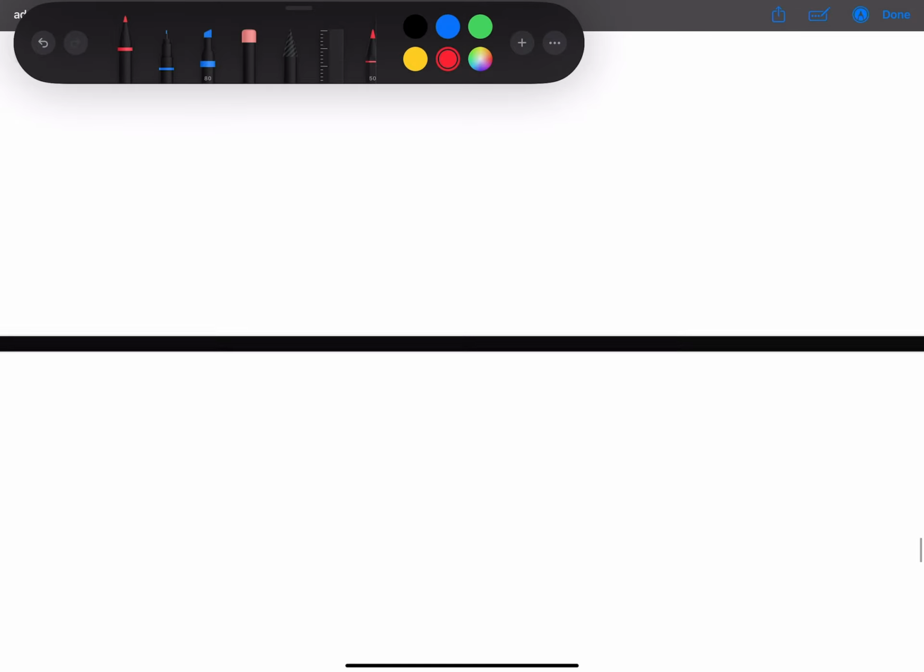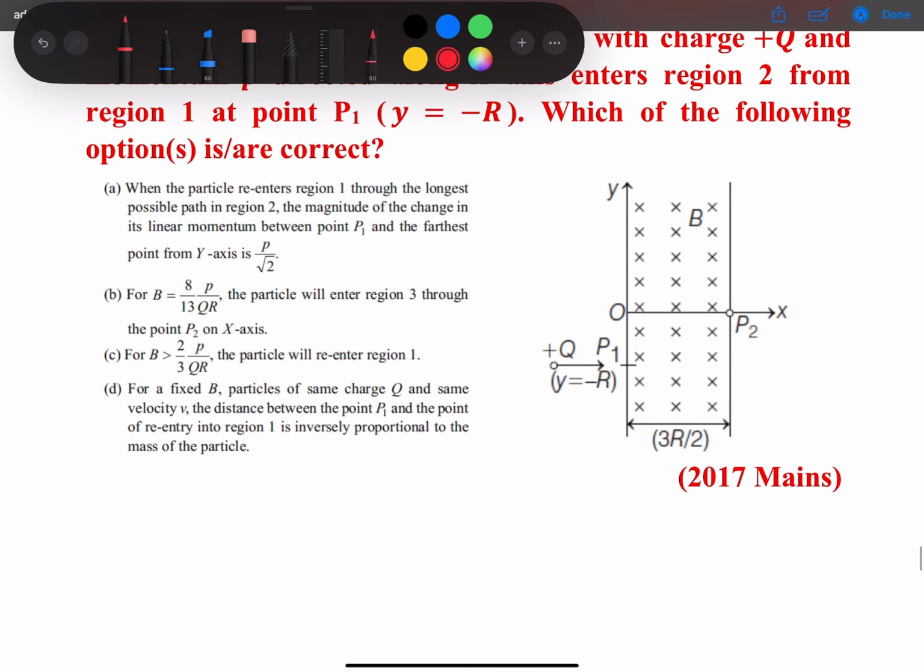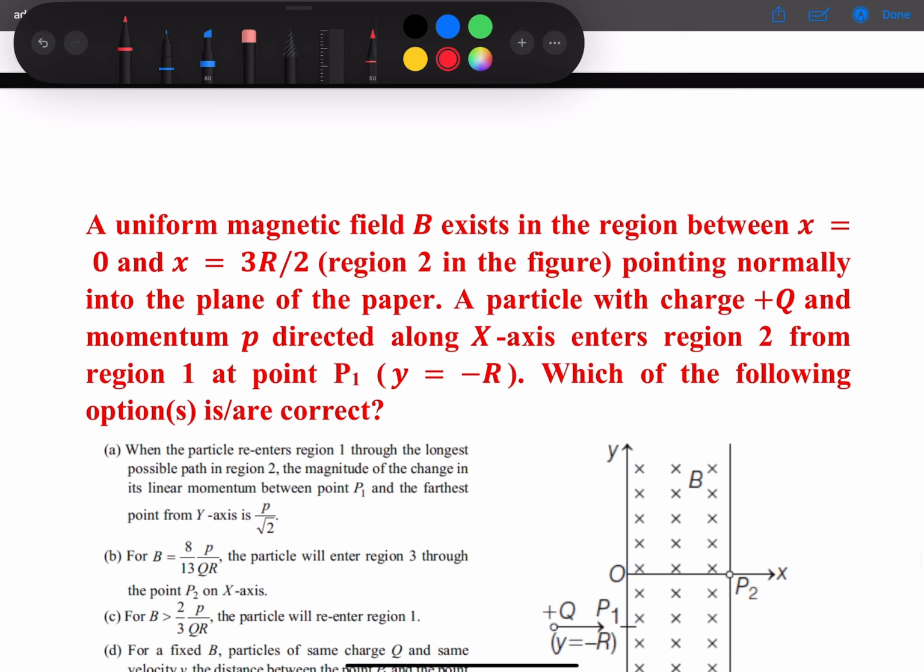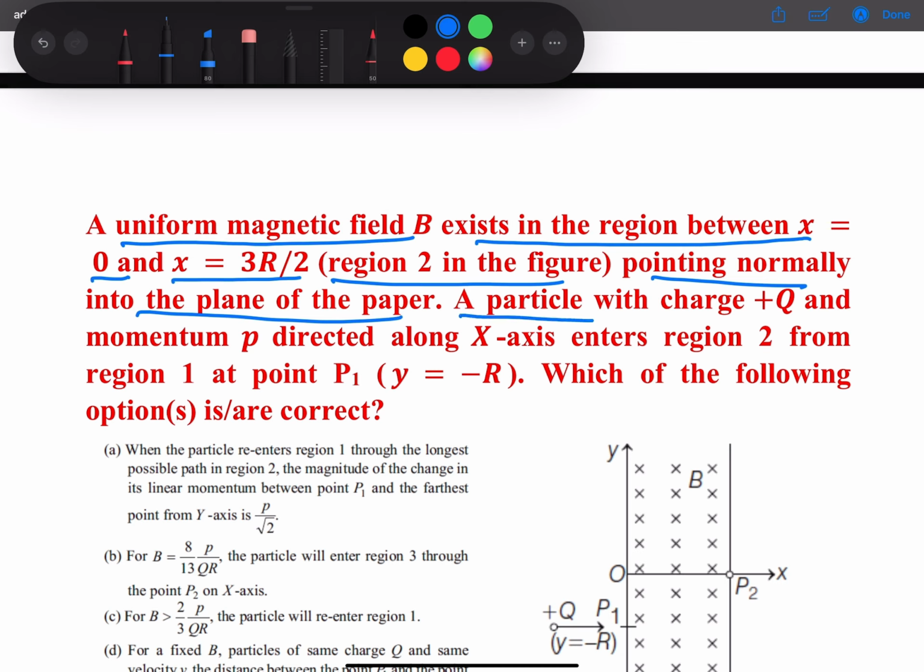Now we come to the next question, and that was also asked in the year 2017 mains, and it states that a uniform magnetic field B exists in the region between x equal to 0 and x equal to 3r/2, that is region 2 in the figure, pointing normally into the plane of the paper. A particle with charge plus q and momentum p directed along x-axis enters the region 2 from region 1 at a point P1, y is equal to minus r. Which of the following options is or are correct?